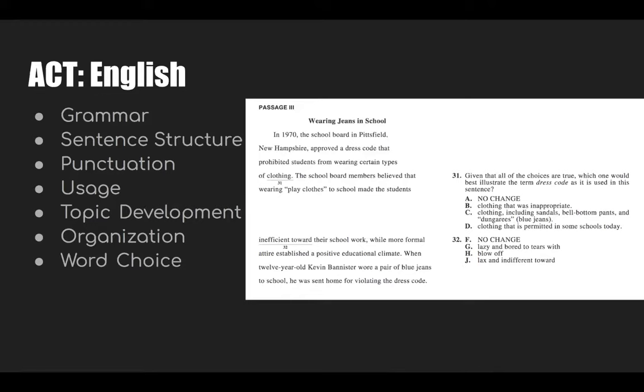And on the side is a picture of what you might see on an English section of the ACT. There'll be the passage on the left, and on the right, there'll be questions situated for the passage that they'll be asking you about.